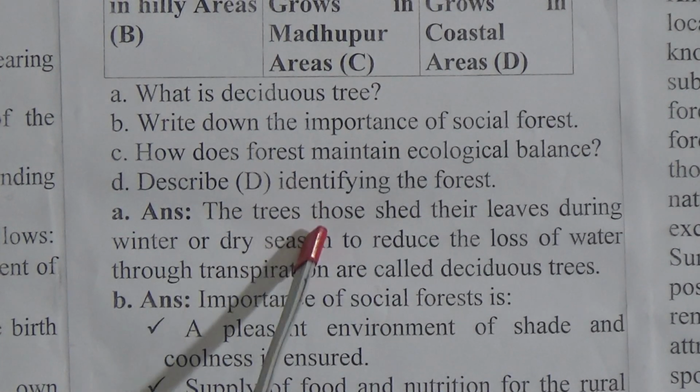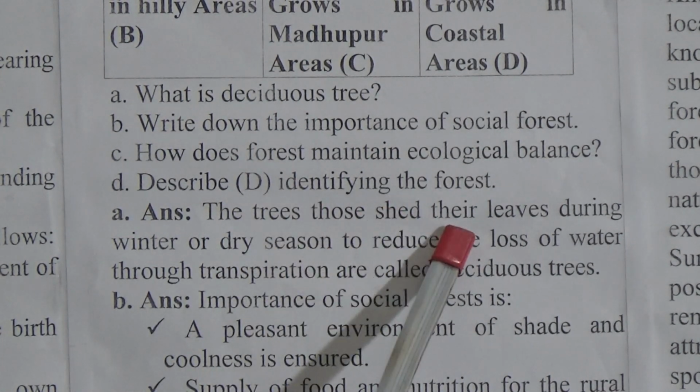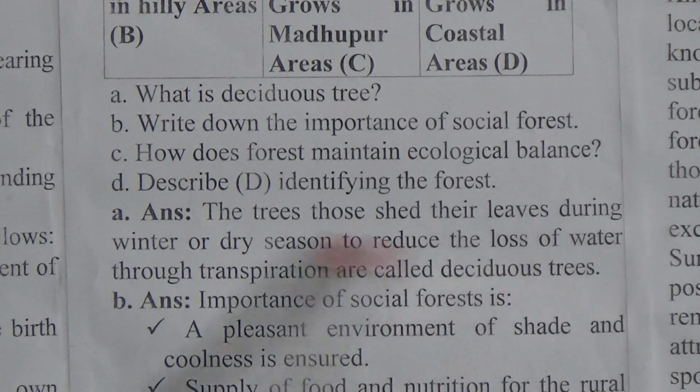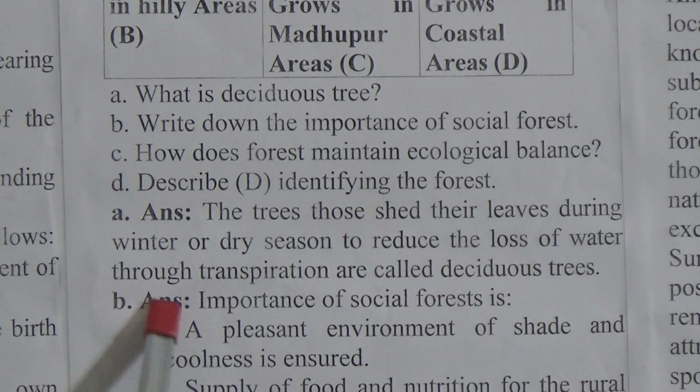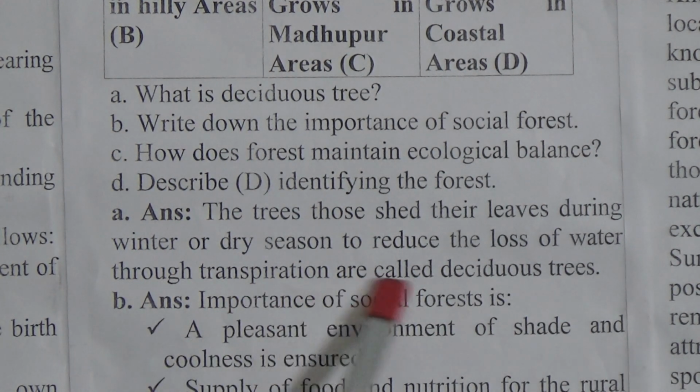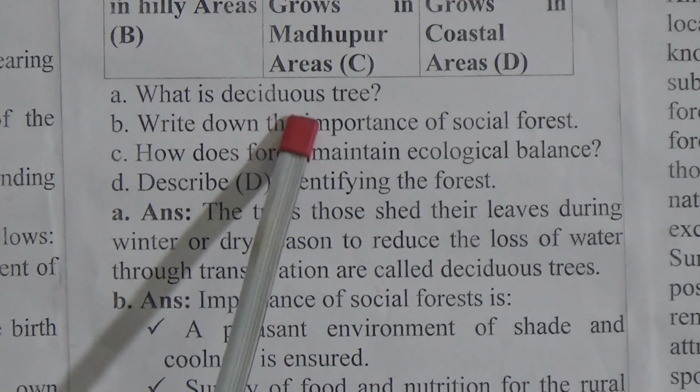Deciduous trees, that means the trees that shed their leaves during winter and dry season to reduce the loss of water through transpiration are called deciduous trees. This is the definition of deciduous trees.